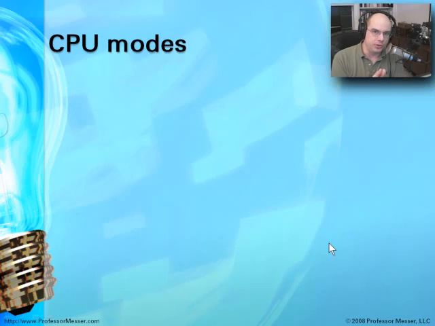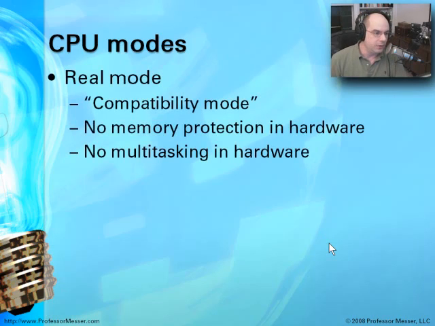A CPU also uses different modes to operate. You'll often hear these terms used because this is the way that our operating systems use the CPU. The first mode is called real mode. You'll often hear this referred to as compatibility mode. And that's because this was the first real method that CPUs used to operate back in the 8088, 8086 days.